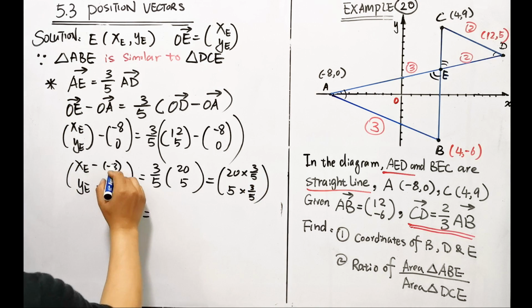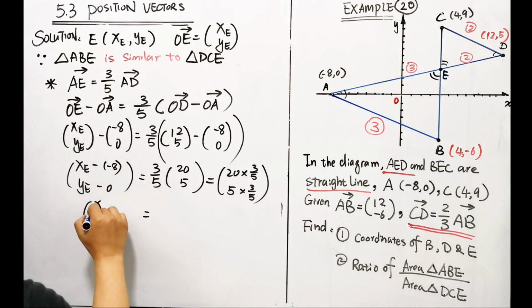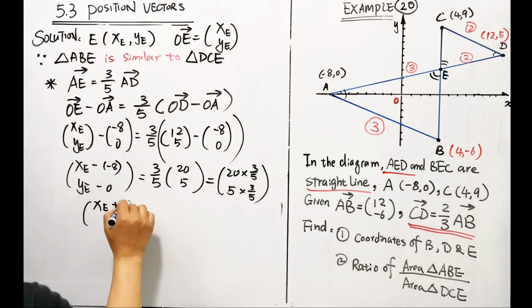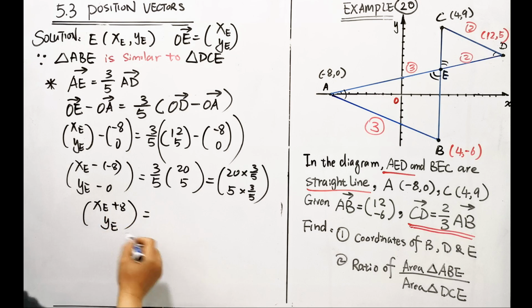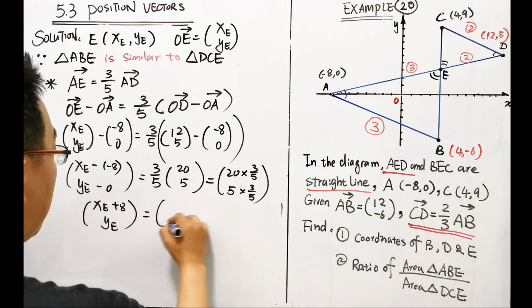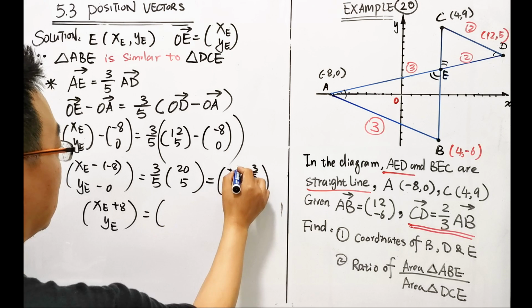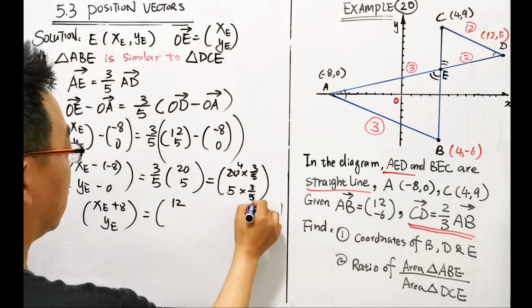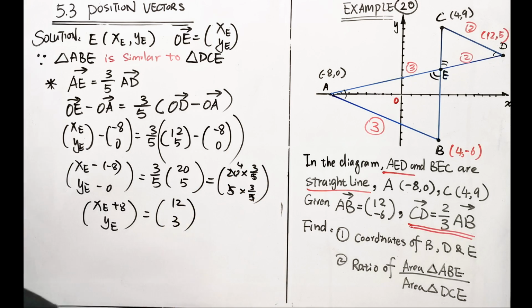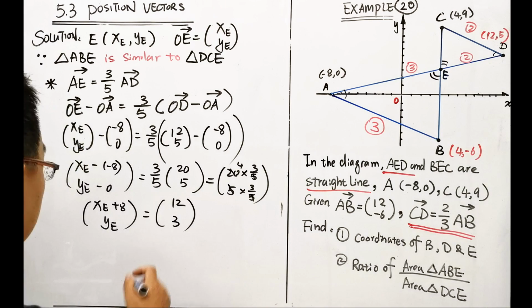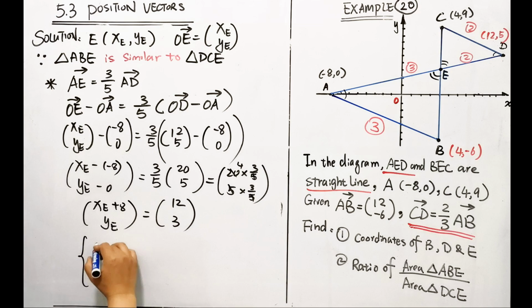So what do we get? This one cancel each other. Xe plus a and the ye, right? So here, how much we get? 12, 3, right? Okay, now we get this. Okay, so then from here we can see that, okay, we can find a formula. Xe plus a equals to 12 and ye equals to 3, right?